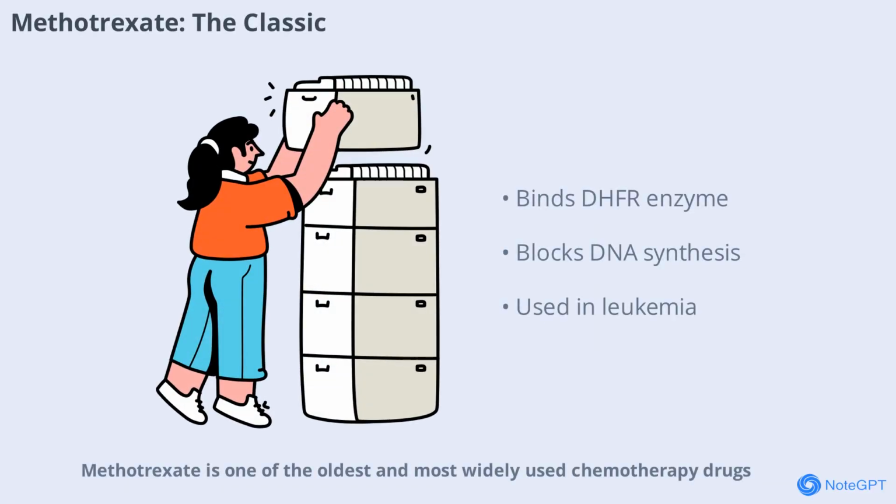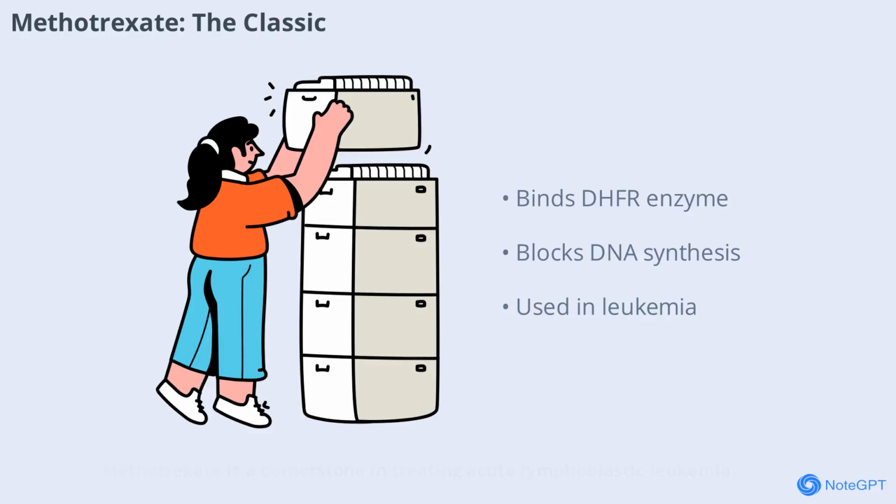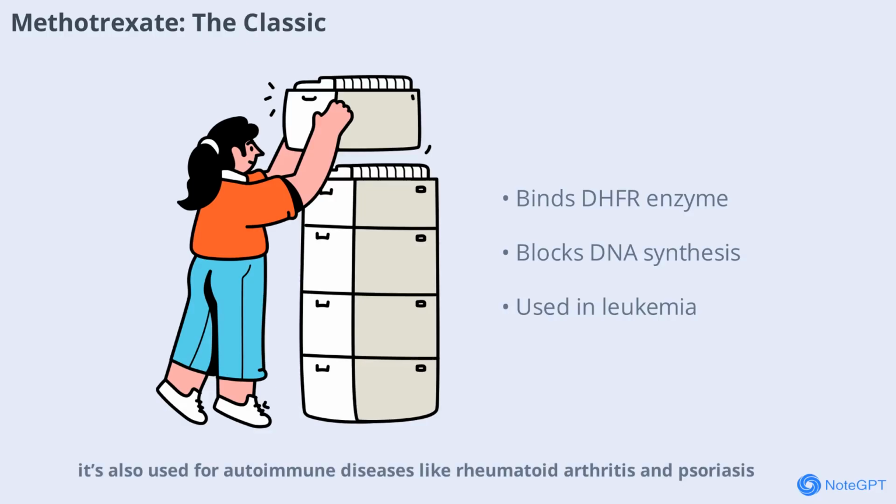Methotrexate is one of the oldest and most widely used chemotherapy drugs. It works by binding to an enzyme called dihydrofolate reductase, or DHFR, with much higher affinity than folate itself. DHFR normally recycles folate into its active form, tetrahydrofolate. When methotrexate blocks this enzyme, cells can't make thymidine and DNA synthesis grinds to a halt. Methotrexate is a cornerstone in treating acute lymphoblastic leukemia, osteosarcoma, and non-Hodgkin lymphoma. At lower doses, it's also used for autoimmune diseases like rheumatoid arthritis and psoriasis.